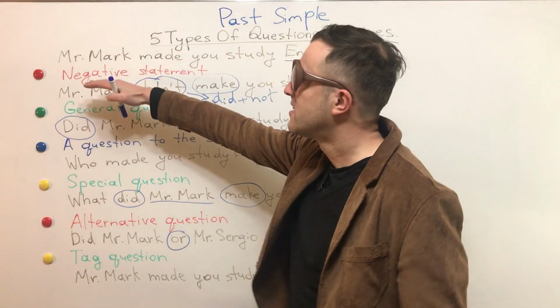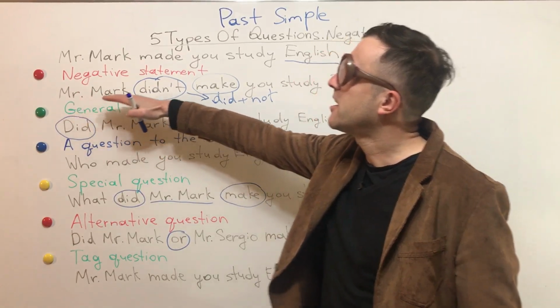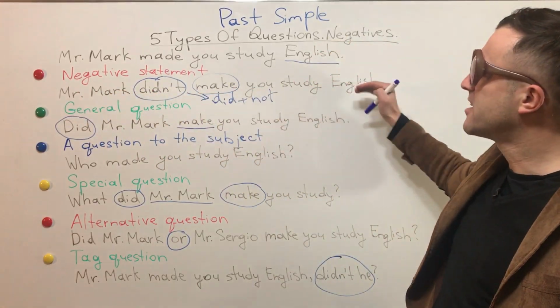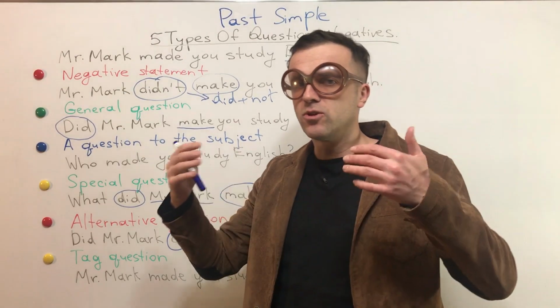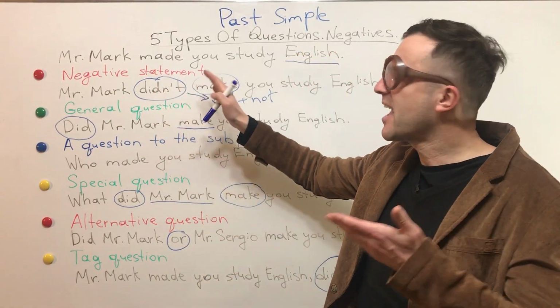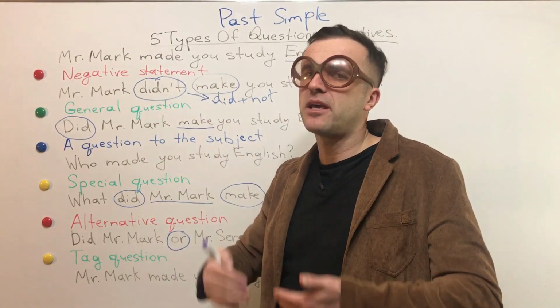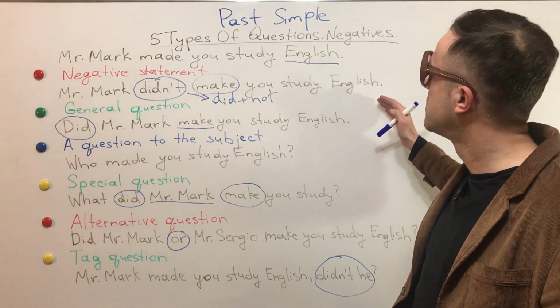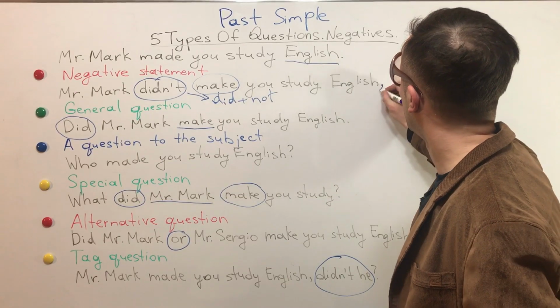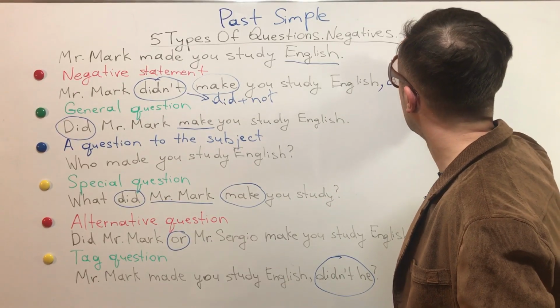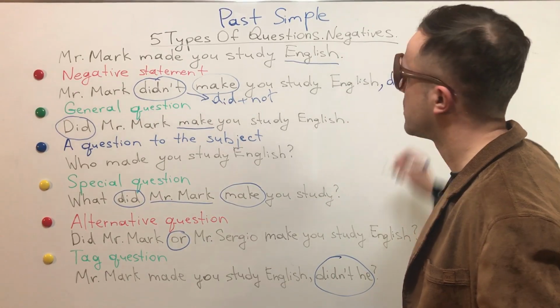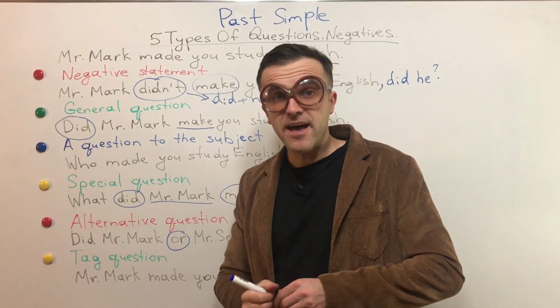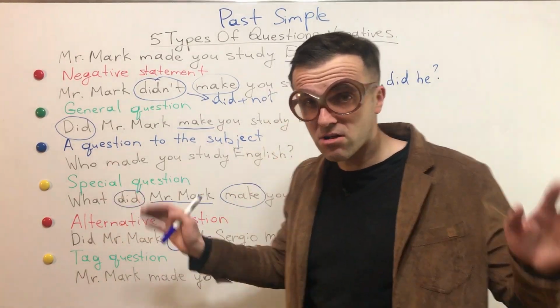So if we said Mr. Mark didn't make you study English, it would be negative. Yes, it's negative, so the question tag has to be positive. So we say did he. Okay? We can put this did he. That's all, guys. That's all.